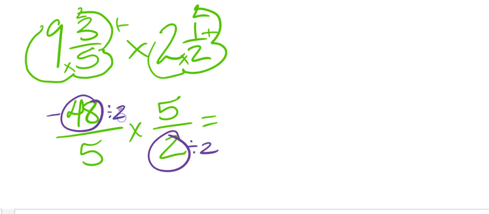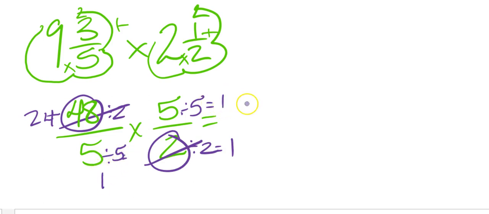Sorry, y'all. So 48 divided by 2 equals 24. And then 2 divided by 2 equals 1. So now this becomes 24 over 1. And you can do the same thing to the 5s. We can divide both of these by 5, and we get 1. So now we can cancel the 5s, and we have just simplified before we multiplied.